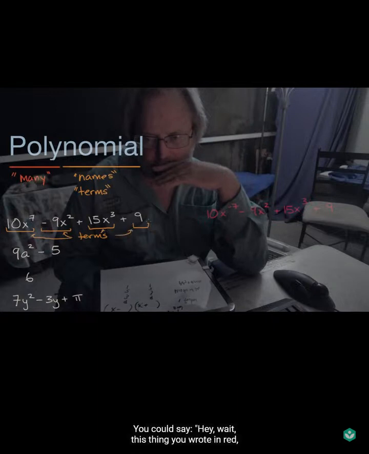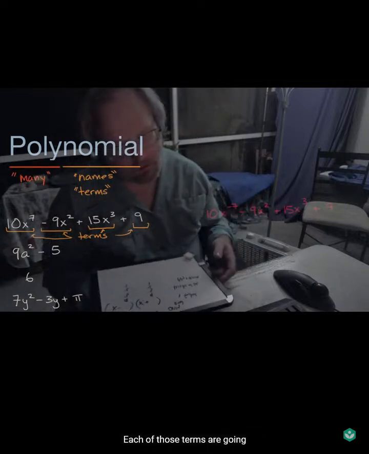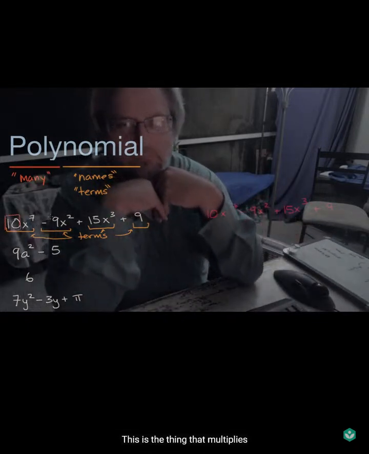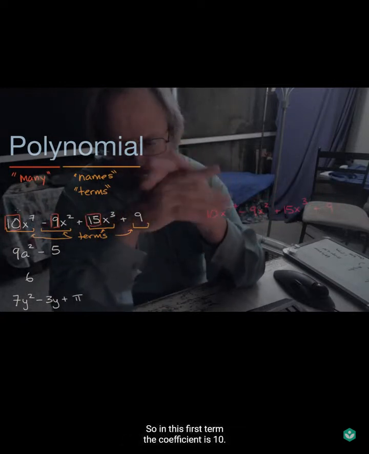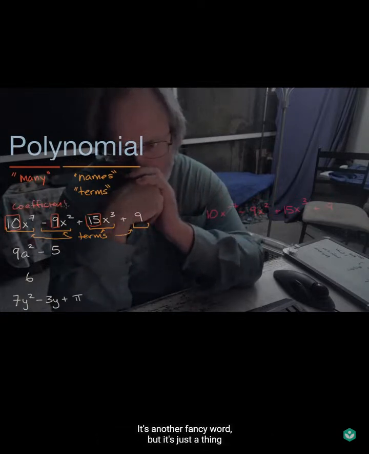And you can say, hey, wait, this thing you wrote in red, this also has 4 terms. But we have to put a few more rules for it to officially be a polynomial, especially a polynomial in one variable. Each of those terms is going to be made up of a coefficient. This is the thing that multiplies the variable to some power. So in the first term, the coefficient is 10. And let me write this word down, coefficient. It's another fancy word, but it's just a thing that's multiplied, in this case, times the variable, which is x to the 7th power. So the first coefficient is 10.